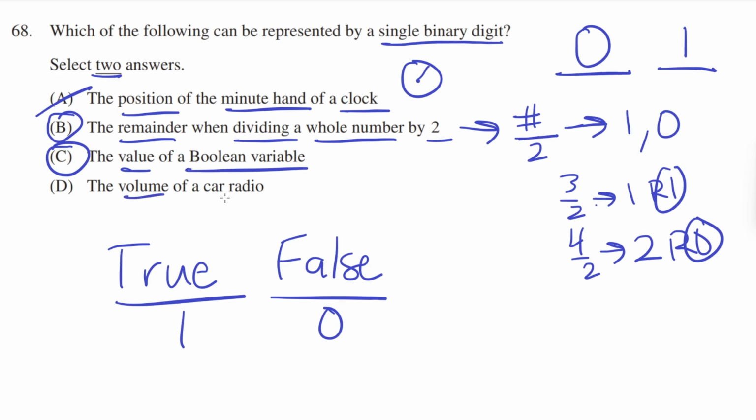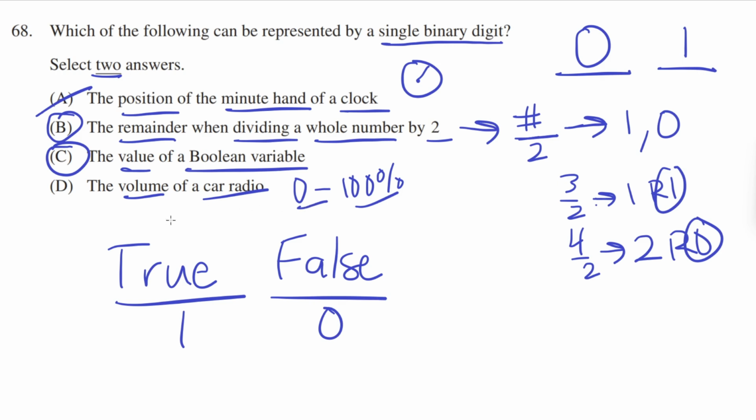D says the volume of a car radio. So volumes usually come in ranges from 0 to 100%. And even if it doesn't come in 0 to 100%, volume is of a large range of different numbers. Volumes of different devices don't usually come in either on or off. They have in-betweens. You can have like 50% of the max volume.